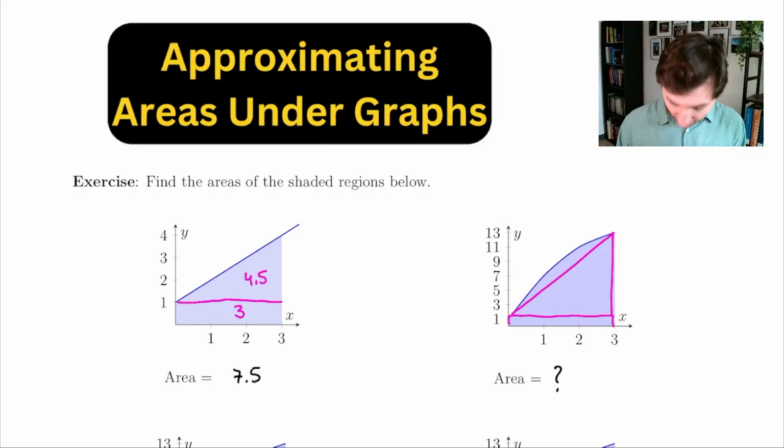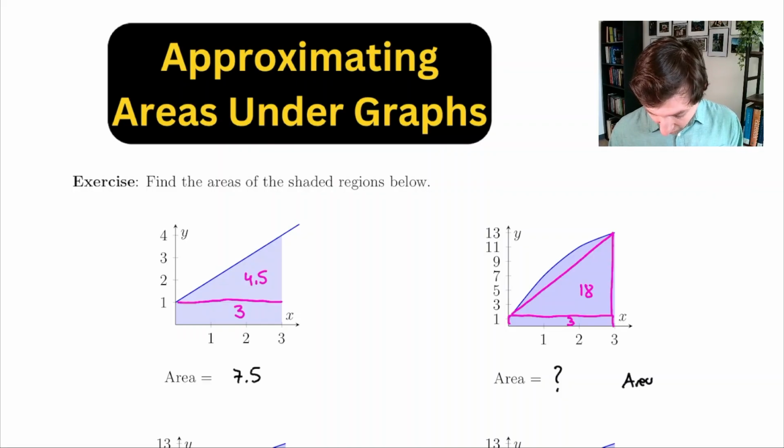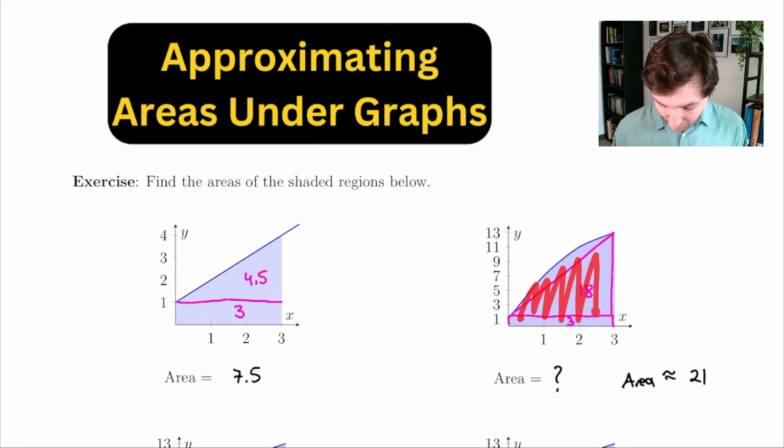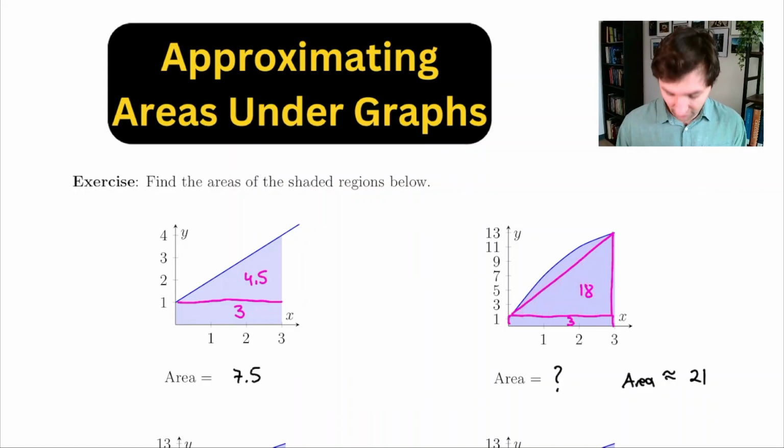The area of the rectangle is 3. The area of the triangle is 3 times 12, that's 36, times 1/2, which is 18. This tells me that the area of the blue region is approximately 21. In fact, I know that the area of the entire blue region must be slightly more than 21 because there is a piece of the region I did not account for.